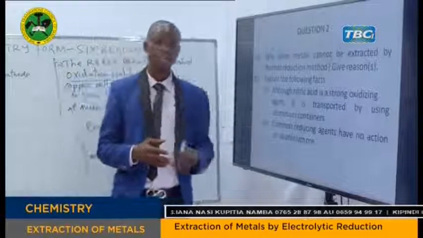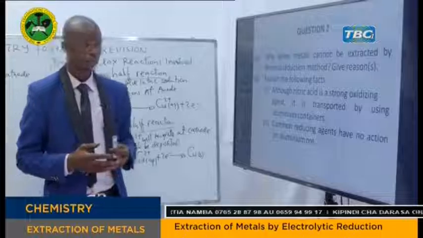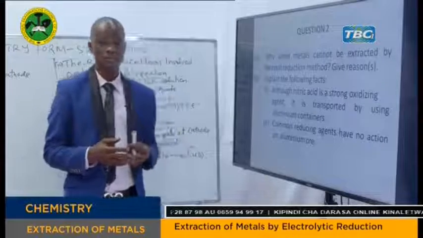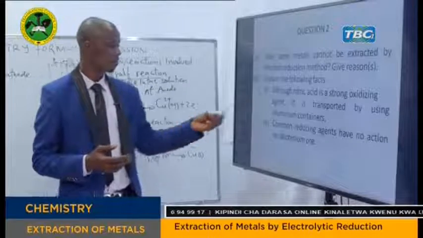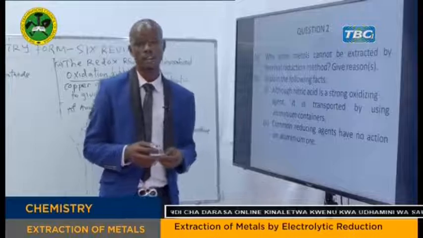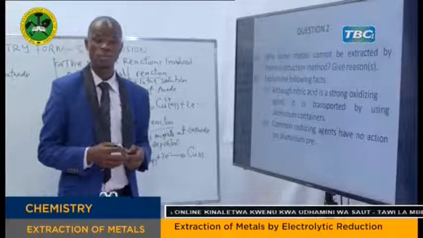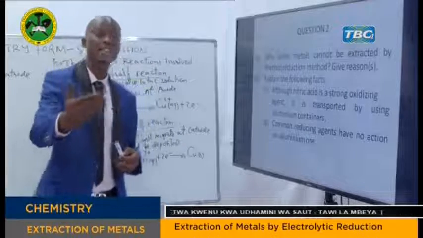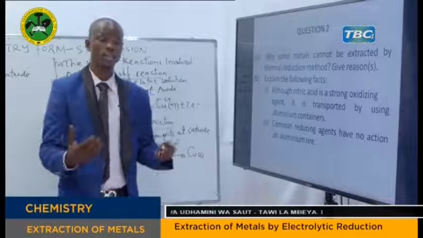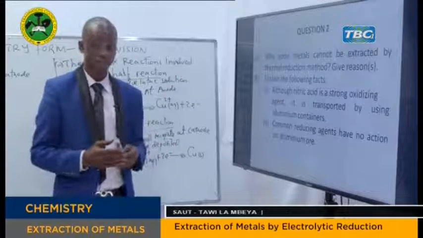Now, nitric acid renders aluminium passive. How? Because there will be a formation of a thin layer of oxide, that is, aluminium oxide. This will prevent further reaction to take place. So in this way, the general reaction won't take place.